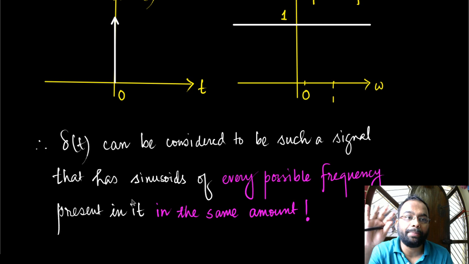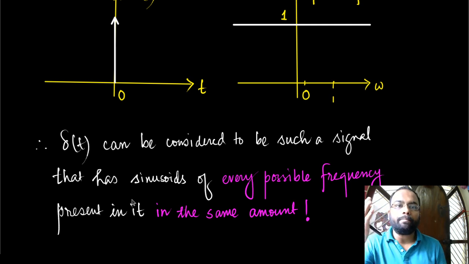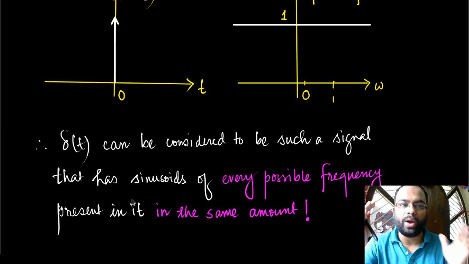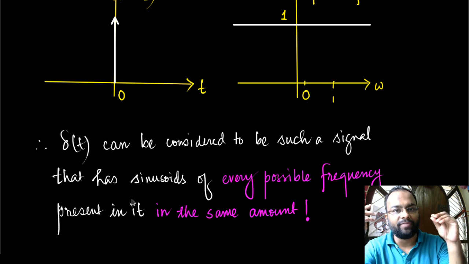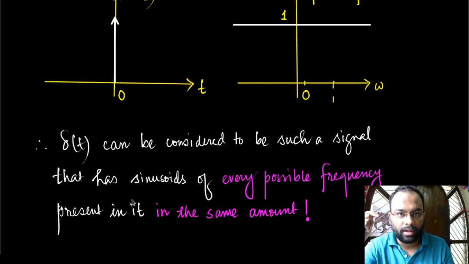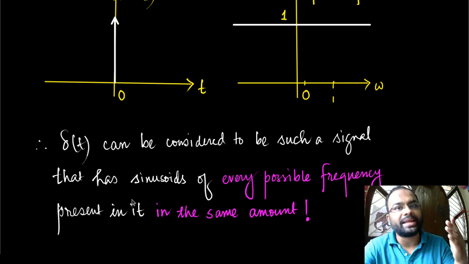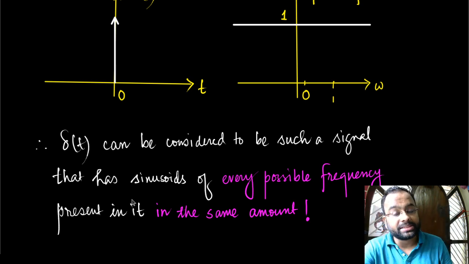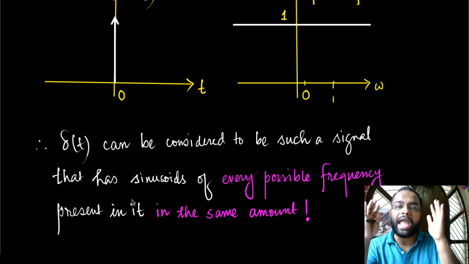So now let me ask you a question. What is the impulse response of a system? The impulse response of a system is nothing but what we get when we have a system and we give an impulse, or unit impulse, as an input. But under the hood, what is an impulse signal? An impulse signal is the culmination of every possible frequency that you can ever have.